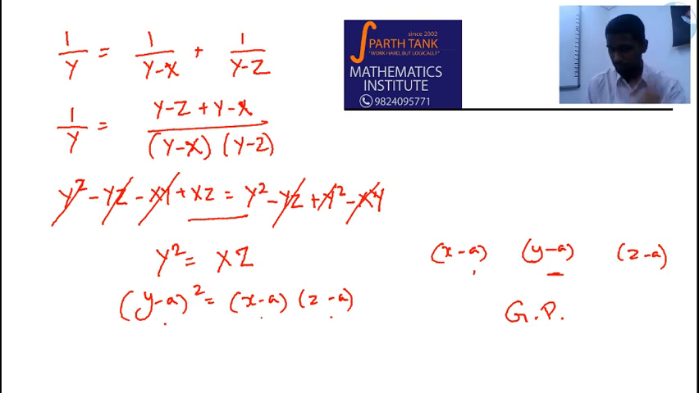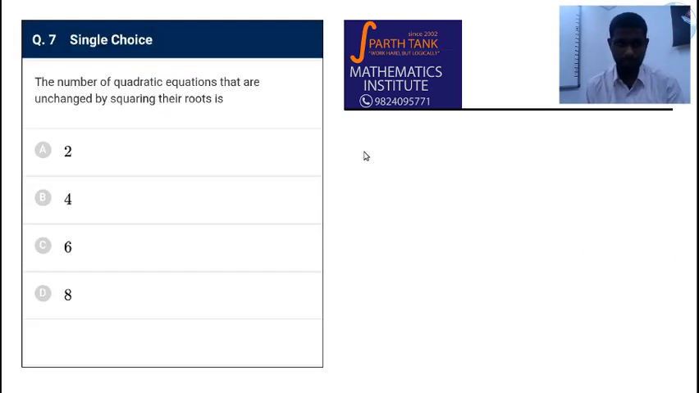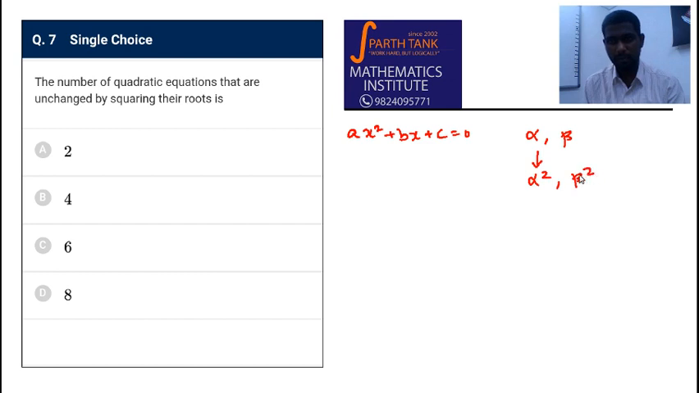Let us move on to question number 7. The number of quadratic equations that are unchanged by squaring their roots is, that is, if you have a certain quadratic equation, let us say ax squared plus bx plus c is 0, and if it has roots alpha and beta, if you square these roots, alpha squared and beta squared, will the equation remain the same? If so, how many such equations can be formed?